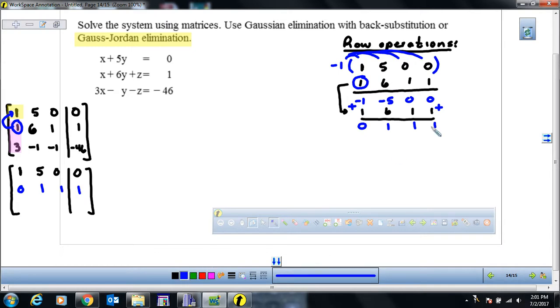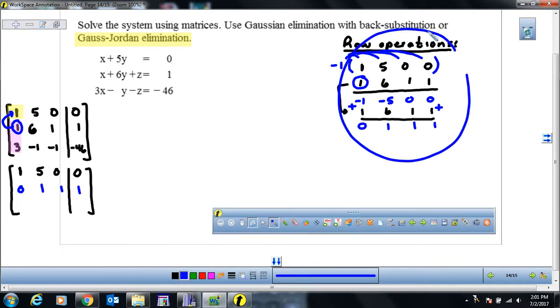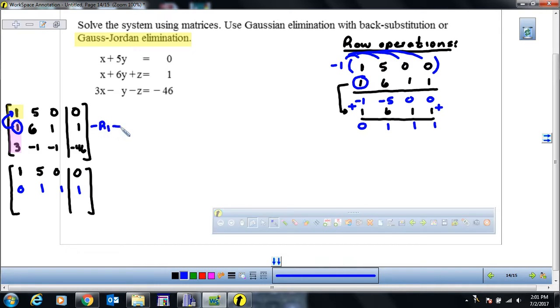Let's write the operation. I want you to write the equation for these operations that we just used here. We multiplied negative 1 times the first row. So I'm just going to say negative R1. That means negative 1 times R1. And then we added it to the second row, plus row 2.